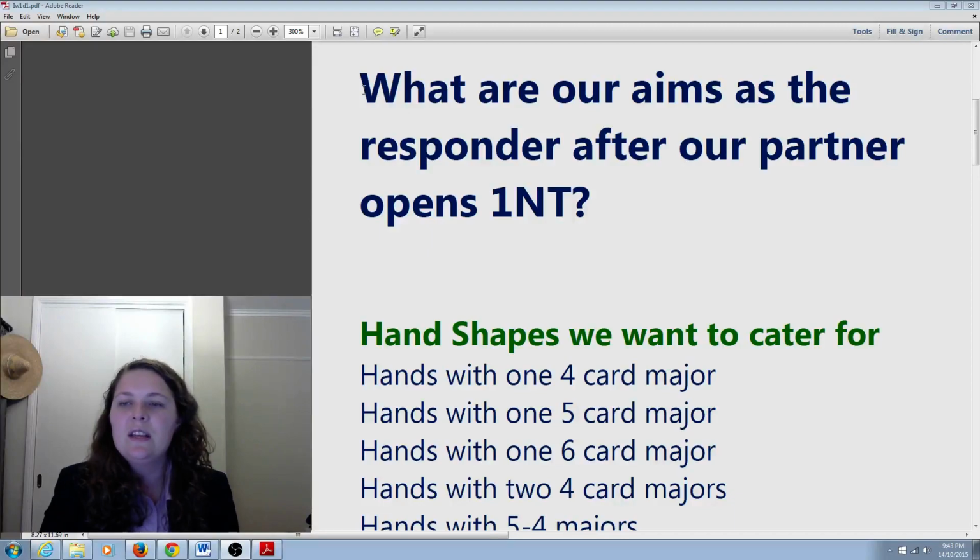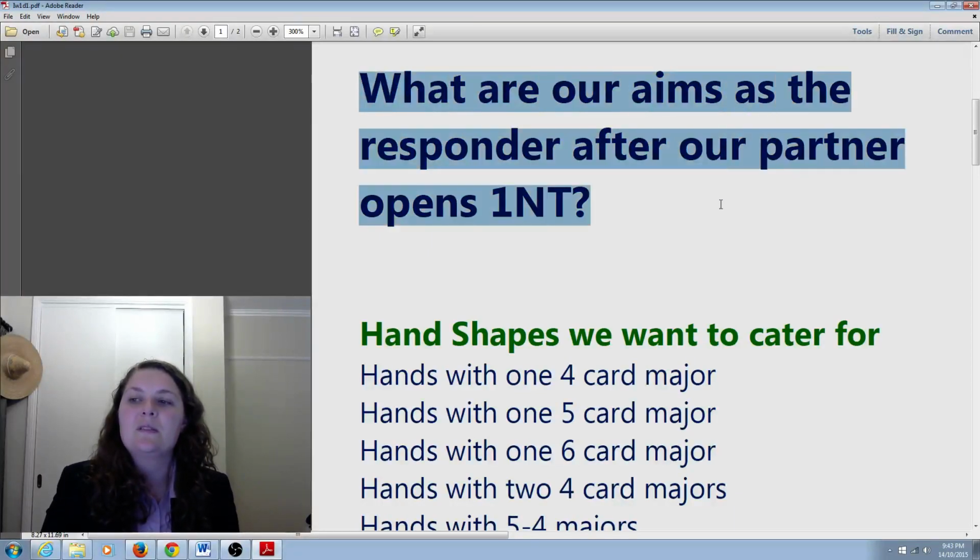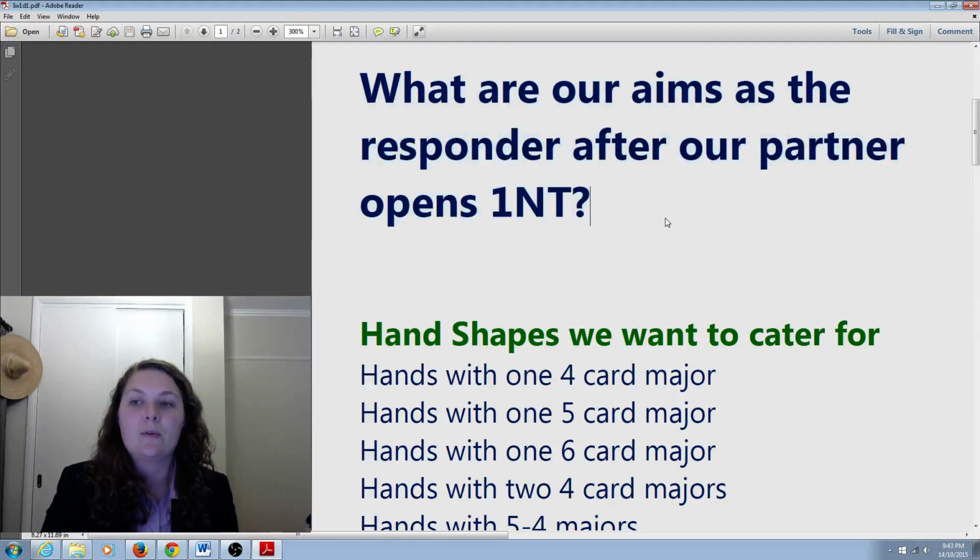So the first thing to know is what our aims are as the responder after our partner opens one no trump. Now there's two main aims. Firstly, we're trying to describe our hand shape, and secondly, we're trying to describe what point range we're in. Because our partner opened one no trump, they've already described their points. They're somewhere between 15 and 17. It's now up to us to determine how high we go in the bidding.